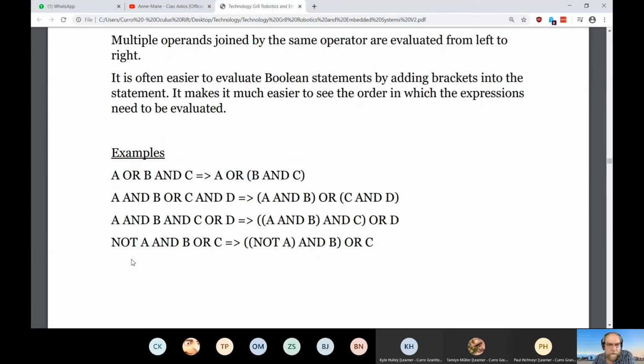And in this last example, we have to do the NOT first. So I put brackets around NOT A. Then we do the AND next, so I put brackets around that. So that comes next. And then the OR C comes last.